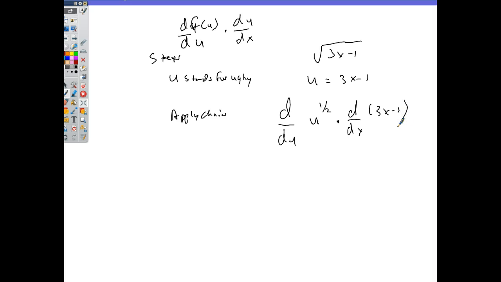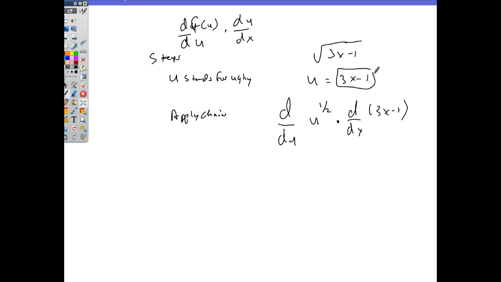Wait, so the ugly is the entire thing under the square root? Yes, the entire thing underneath. I define what is bugging me. I look at the problem and go, that is the part that's making my life awful. And I call it ugly. And I say u is equal to that. I say u is ugly.